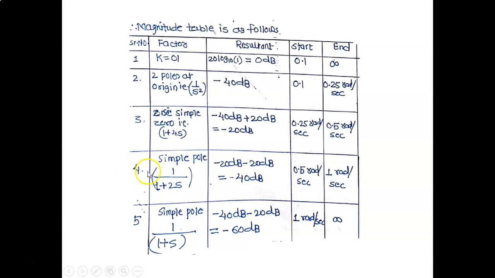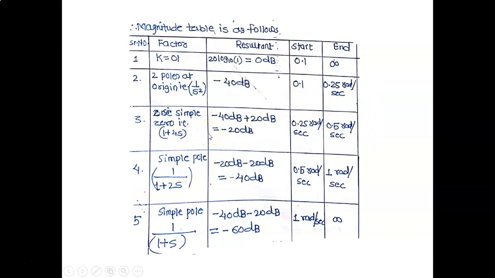Now next, simple pole, 1 divided by (1 plus 2s), contributes a slope of minus 20 dB. Therefore, minus 20 dB minus 20 dB is equal to minus 40 dB. Starting point is 0.5, end point is 1 radian per second. Another simple pole, 1 divided by (1 plus s): minus 40 dB minus 20 dB is equal to minus 60 dB. Therefore, 1 radian per second is the starting point and the end point is infinity. Now this is the magnitude plot.